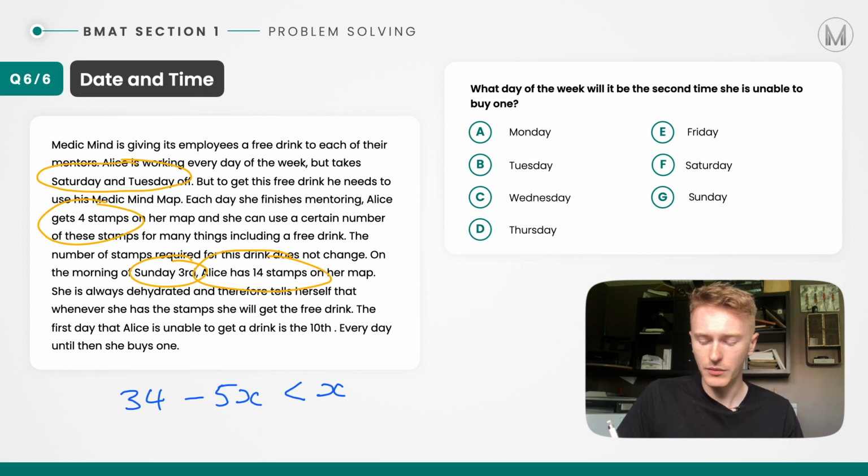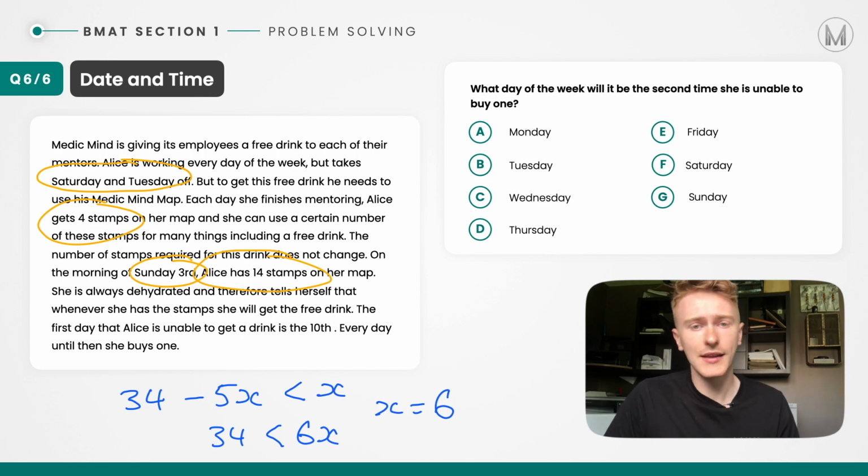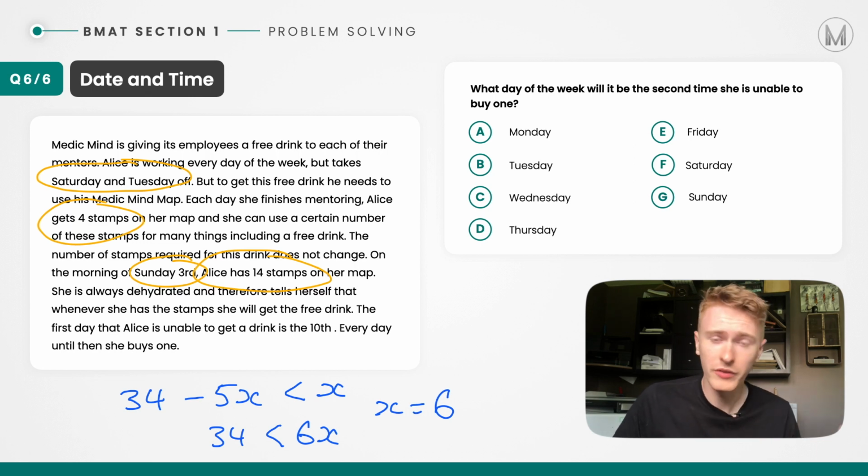Rearranging that, we end up with 34 is less than 6x, which gives an integer value of x of 6. So we know that it costs 6 tokens, or 6 stamps in this case, to be able to buy a drink. That's really important. We've almost done half the question. We now just have to apply it through to work out, 1, how many stamps did she have on the 10th, and then extrapolate that forward to find out when's the next time she can't afford one.